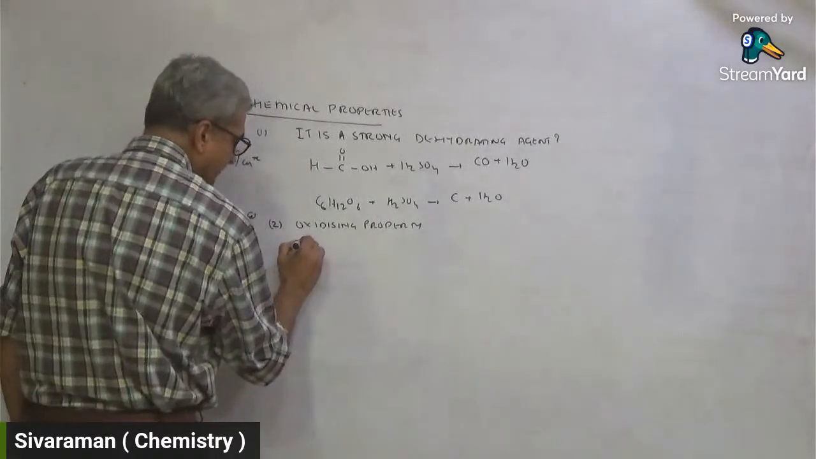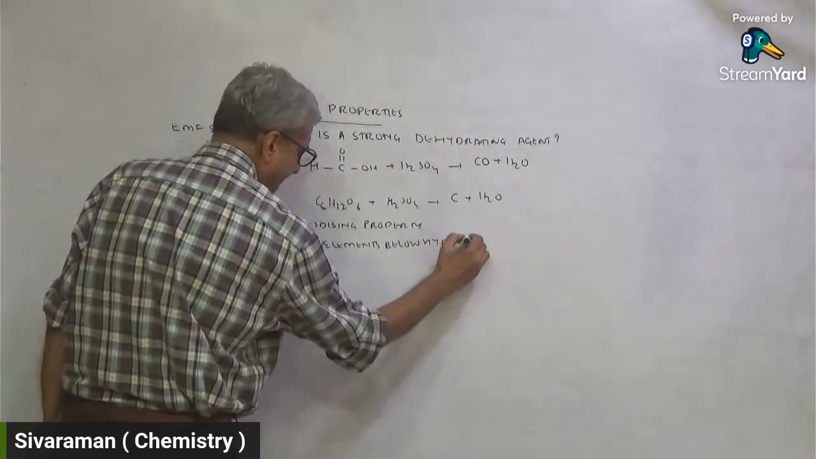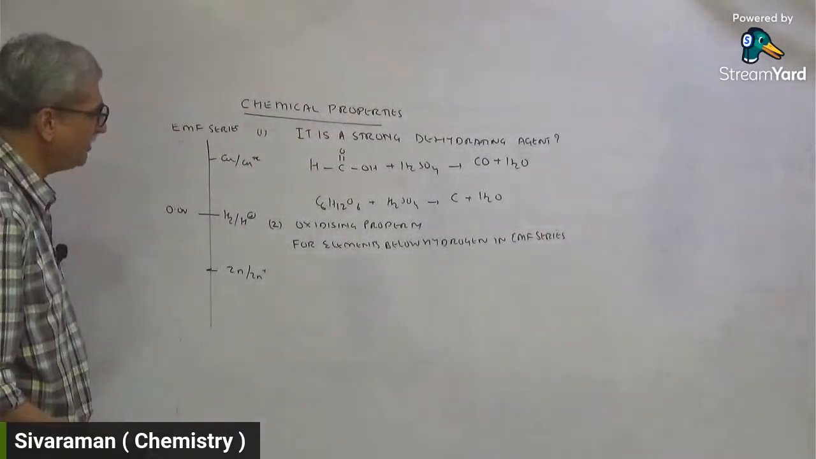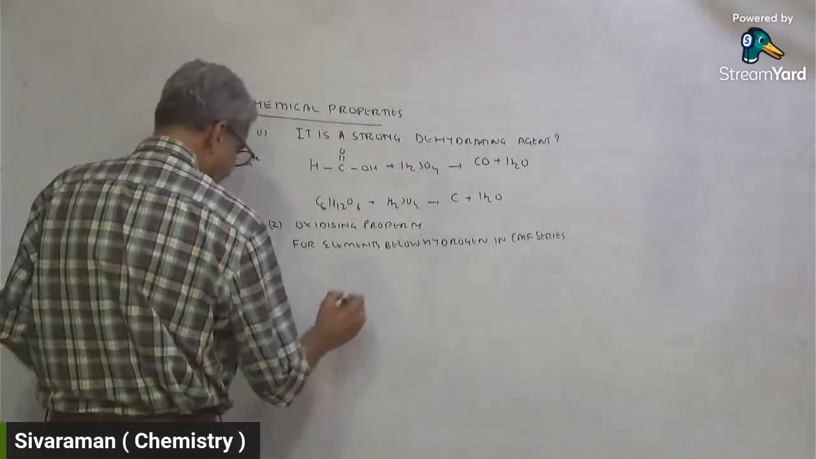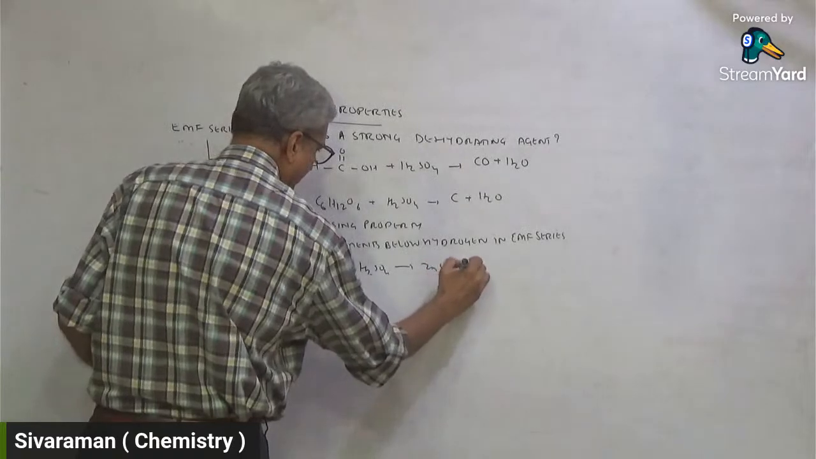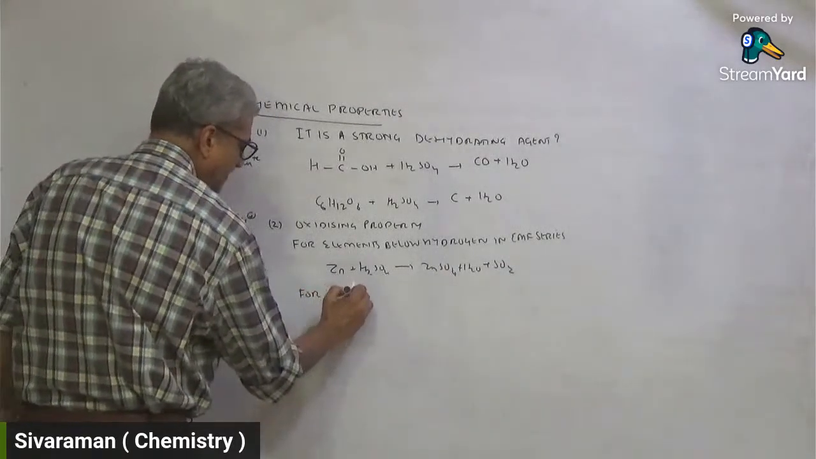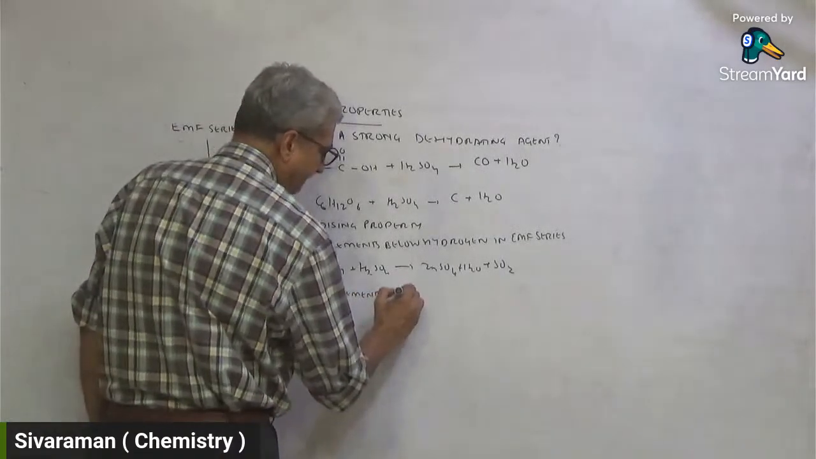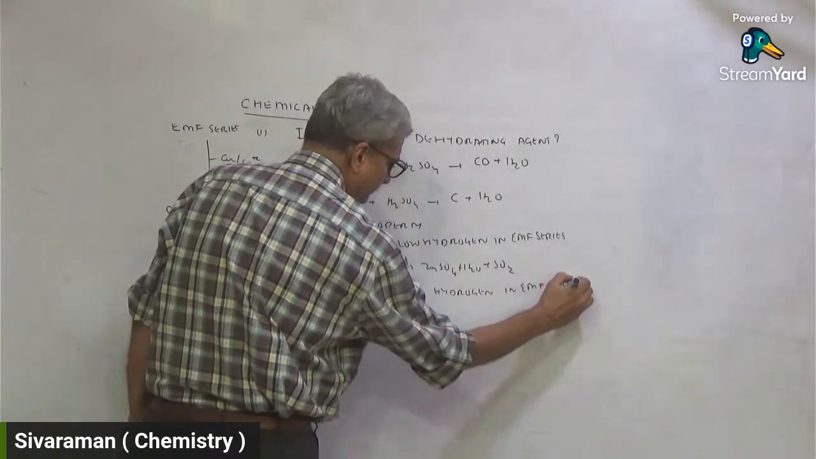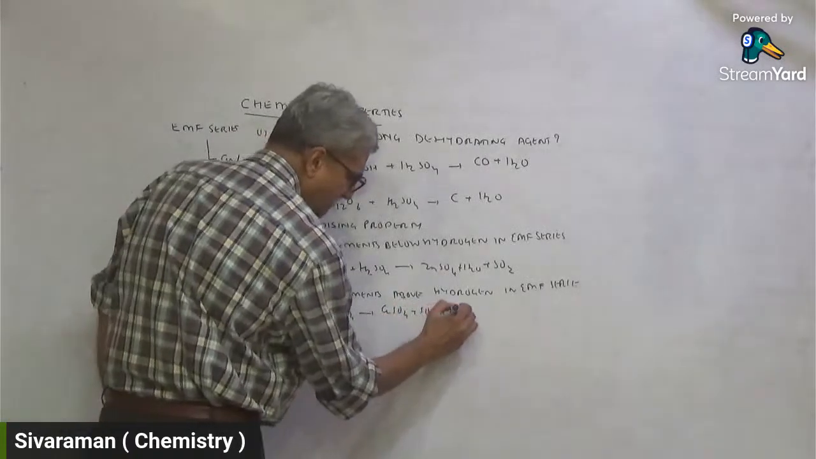For elements below hydrogen in the EMF series, that is zinc, what is the action? Zinc plus H2SO4 forms zinc sulfate plus H2O plus SO2. Is this clear? In the same way, for elements above hydrogen in the EMF series, an example is copper. Copper plus sulfuric acid forms copper sulfate plus SO2 plus H2O.